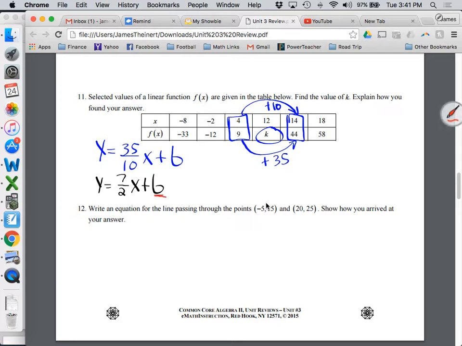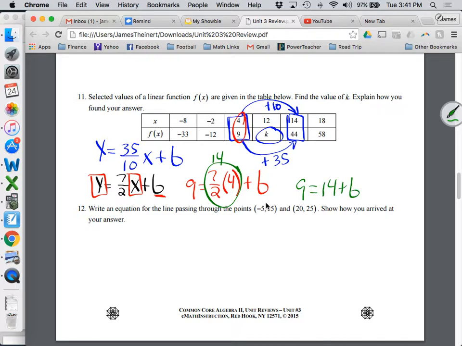And to figure out this b, I just need to plug in something for x and something for y. I'll do that with, how about (4, 9)? This is nice and easy to work with. 9 equals 7 over 2 times 4 plus something. 7 over 2 times 4, you can do that in your calculator. I'm not going to waste my time. It's 14. 9 equals 14 plus b. And when you subtract, you'll find b equals -5. So use that to round out your equation. Here's the equation of this line: y equals 7 over 2 x minus 5.